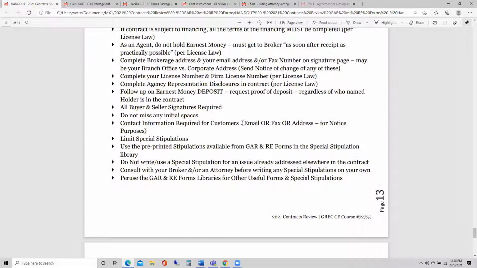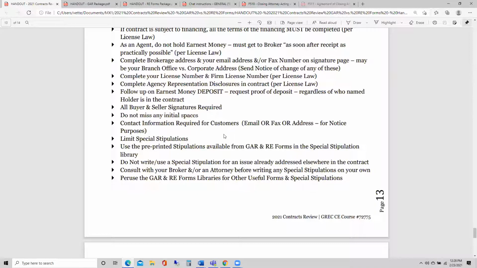If it is indicated under the agency section that the broker is working with one of the public people, the public buyer, the public seller as a customer, then it is required to have either the email or fax or address of that customer. If the broker is working with the public person as a client, then notice to the broker serves as notice to the client as long as it's not a designated or dual agency situation.